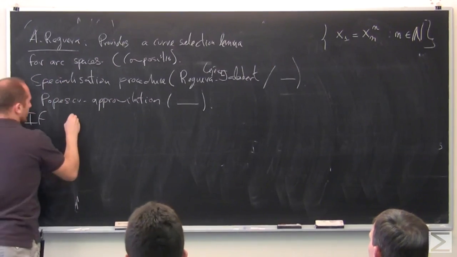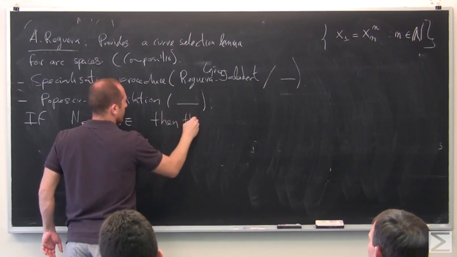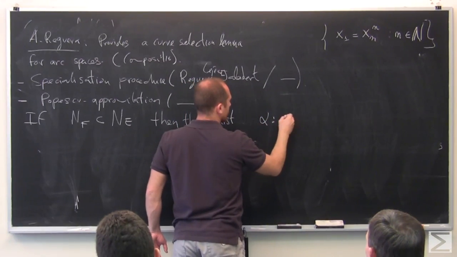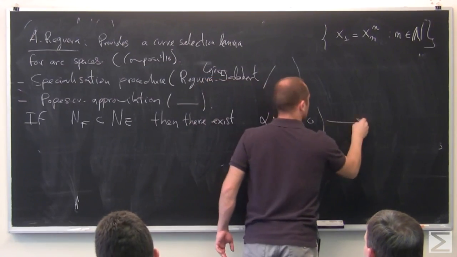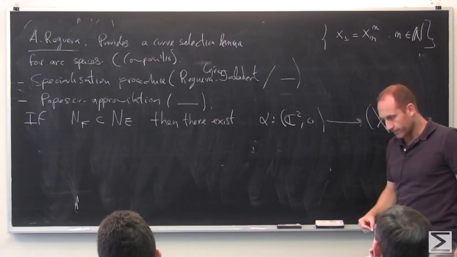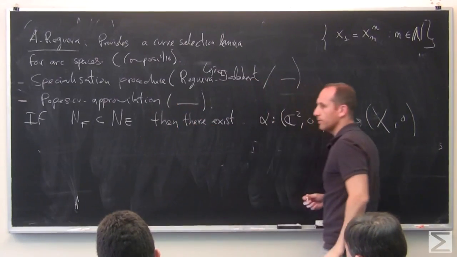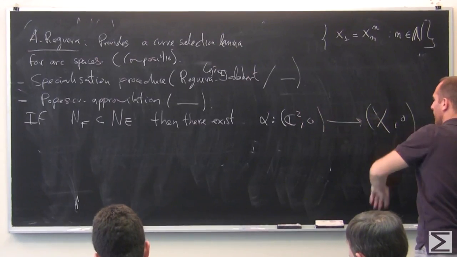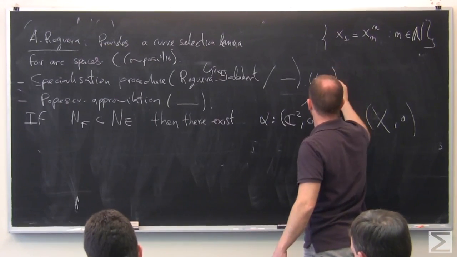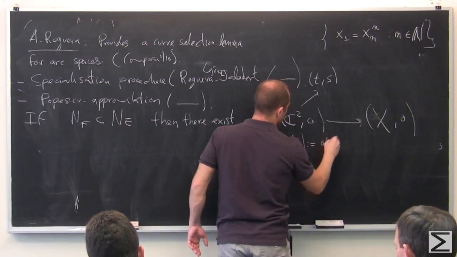If N_F is contained in N_E, then there exists a convergent power series. So even if I am taking C^2 here, I am formulating this in the normal surface singularity case, because if I write C^2 here, you don't actually need Popescu approximation. You can do it in a simpler way. But finally, if you have N_F in N_E, you can produce such a power series. Let me give variables, t, s here.